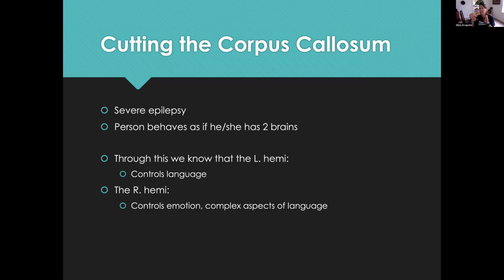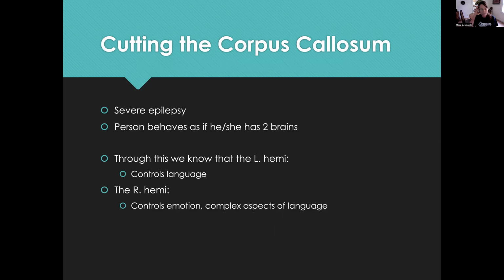Because these people were so interesting, we did a lot of case studies on them, and you can read about this a little bit more in your book. But through these case studies, we've learned that the left side of the brain seems to be the side that controls language. So when you have a stroke in your left side or you get damage to your left side, a lot of times language will go away.